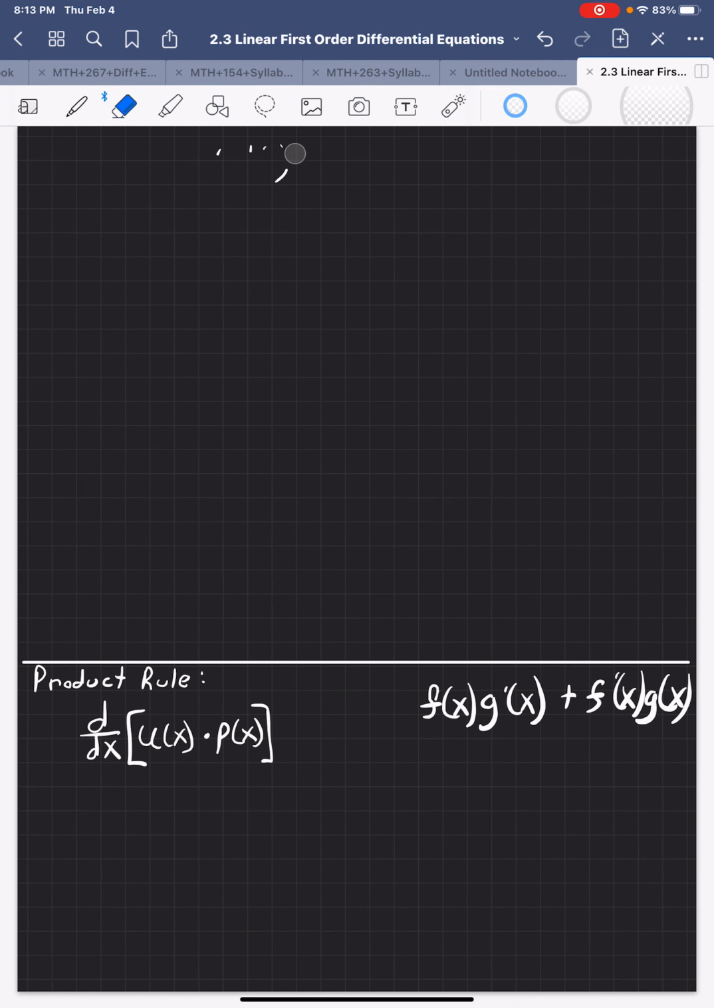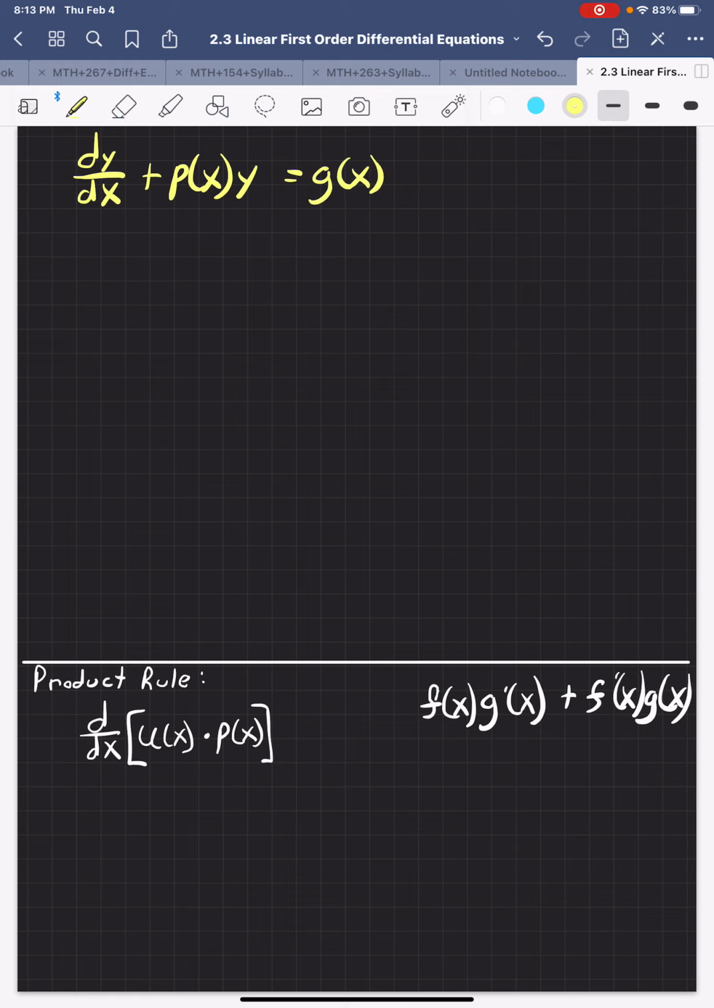Let's go ahead and rewrite dy/dx plus p of x times y is equal to g of x. Okay, so this is a linear differential equation, and what I want you to understand is this is not a separable equation. Remember last section we learned about that method of separation to solve these differential equations. That won't work here. You can't use the method of separation.